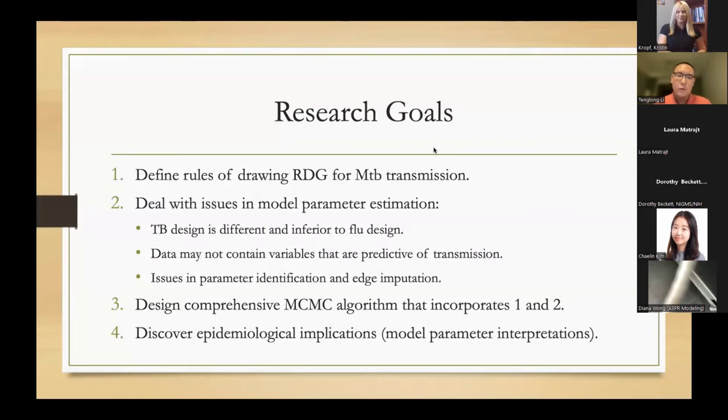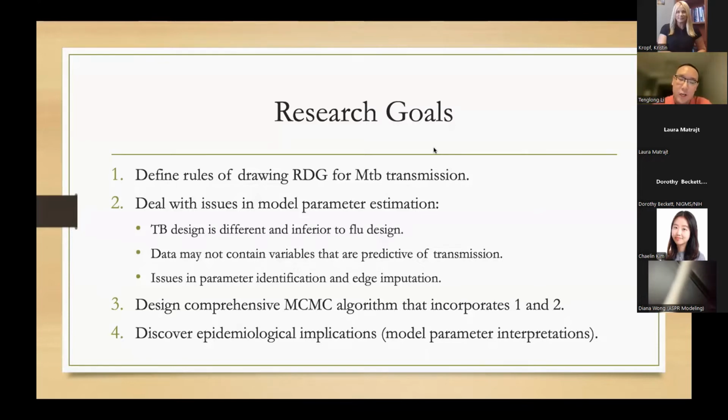So research goals: we usually have four. The first is we are trying to define rules for drawing random directed graphs for MTB transmission. The second is we are trying to deal with issues that occur mainly in TB model parameter estimation. And the reason is, first, as I said, TB design is different from and inferior to flu design. The major difference is that flu design is a really good cohort study, while TB design usually only enrolls households with the index case, who are known as the TB patients, right?